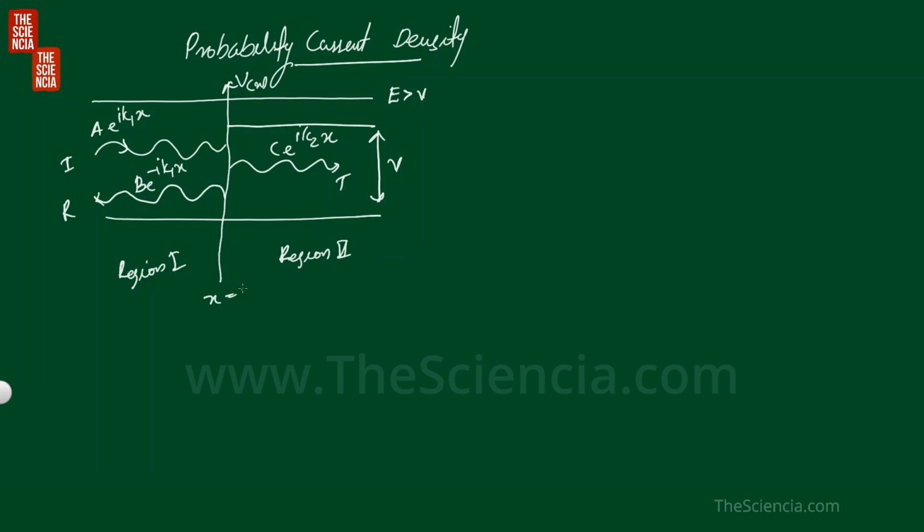See, this is x equal to 0. Okay, so this one is the incident wave function, this one is the reflected wave function, and this one is the transmitted wave function. That is, the incident wave function is equal to a e raised to i k1x. Now I want to find out the probability current density.